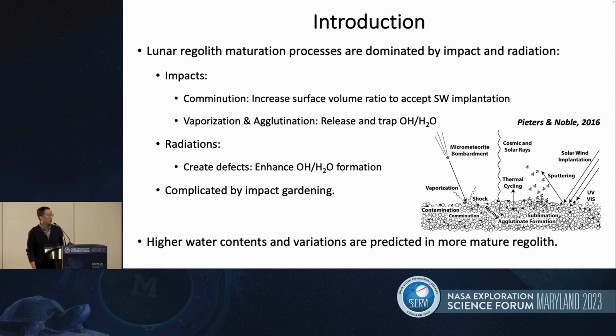So here I only focus on the processes that are related to the formation and retention of water. During the impact processes, the comminution will break down the rocks into smaller particles to increase the surface to volume ratio to enhance the solar wind implantation. And during the vaporization and agglutination processes, it can release and trap the water, both from solar wind and from impact delivered water. And the radiation process can create defects that can enhance the water formation.